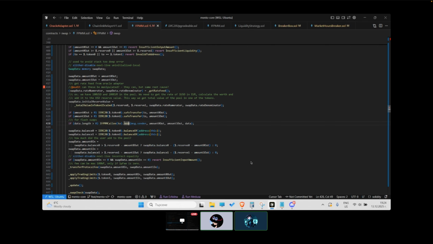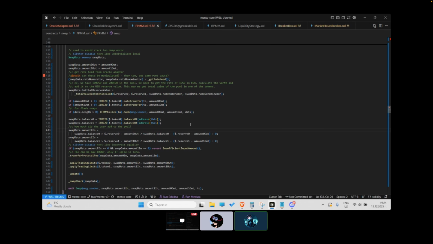Isn't this implemented because of the hook with the flash swaps? Yeah, I just wanted to see if it's correct. I think it looks like it's the same logic as Uniswap. Yeah, looks correct to me also. Can you wait? I can open it here, it's easier. Let me just check the Uniswap v2 code. It should be the same. I don't remember this part exactly.